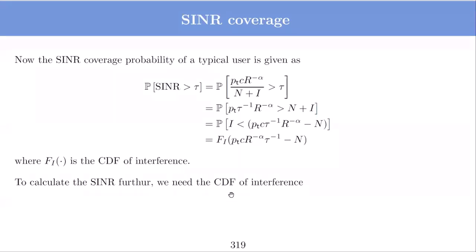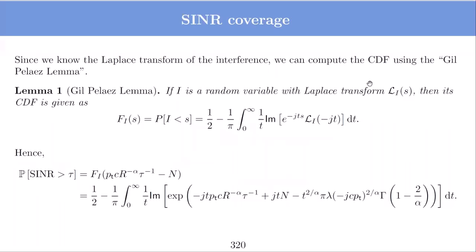Okay, so what we need now is the CDF of the interference. We know the Laplace transform of the interference, but from that we need to calculate the CDF. So there is a lemma which we can use, known as the Gil-Pelaez lemma, which relates the Laplace transform and the CDF. So it's kind of an inversion of the Laplace transform. So it says if I is a random variable with Laplace transform this, then its CDF is given as 1 over 2 minus 1 upon pi integration of 1 upon t, imaginary part of e to the power minus j t s into the Laplace transform evaluated at minus j t, dt.